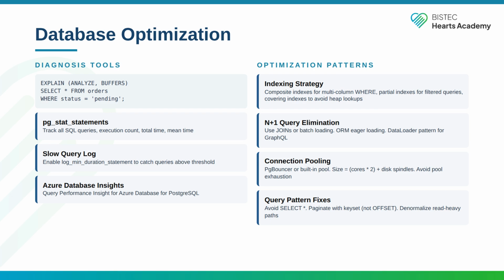On the optimization side, indexing is usually your first move. Composite indexes for multi-column where clauses. And remember, column order matters in a composite index. Partial indexes for queries that filter on a constant condition, like active records only. Covering indexes to avoid heap lookups entirely. The database can answer the query from the index alone.